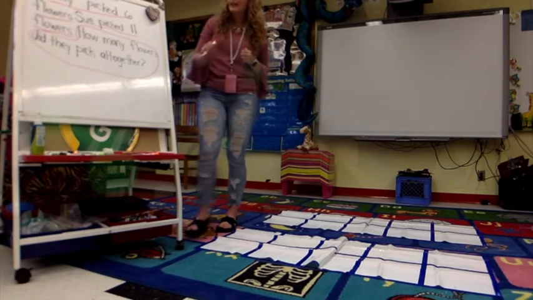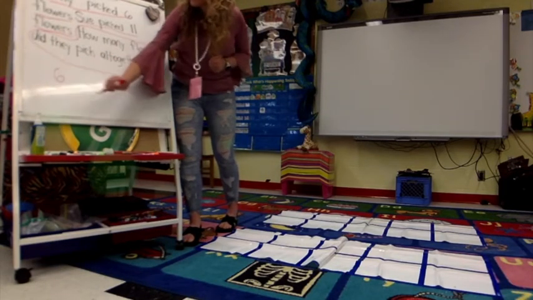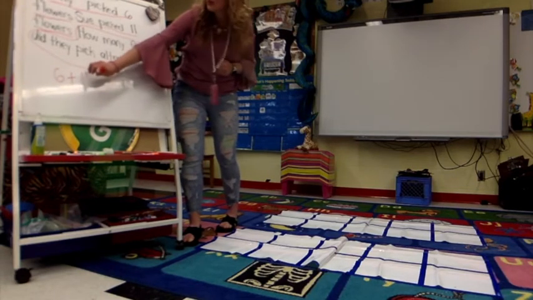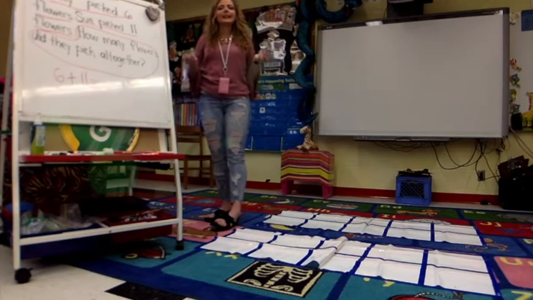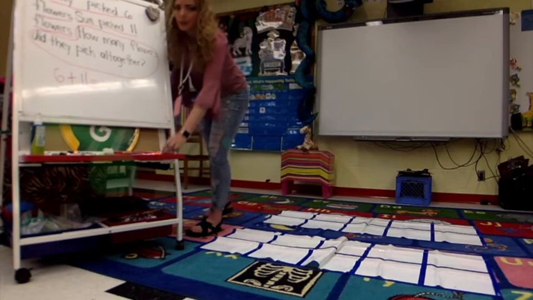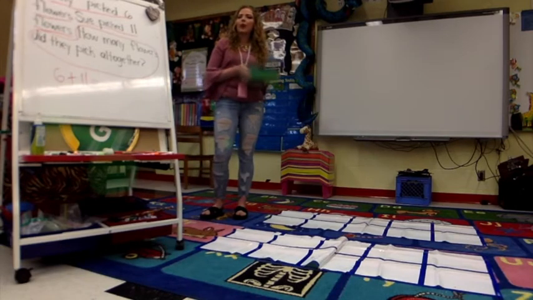So Sally picked 6 flowers and Sue picked 11 flowers. So we are adding 6 plus 11. 6 and 11 are going to be our add-ins in this problem because those are the two numbers we are adding together. So we are going to use our tens frames for addition. We can use tens frames when we are adding numbers and when we are subtracting numbers.